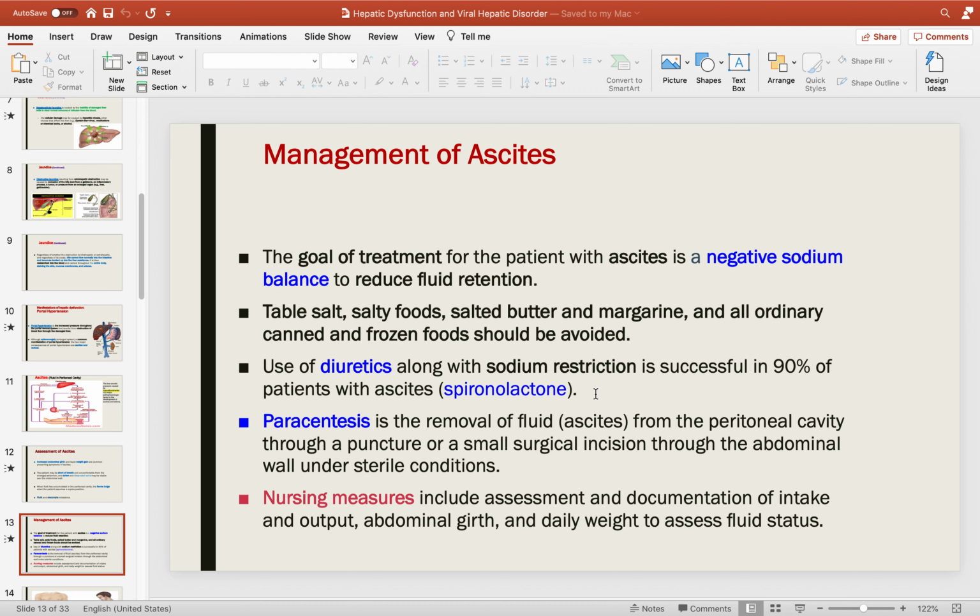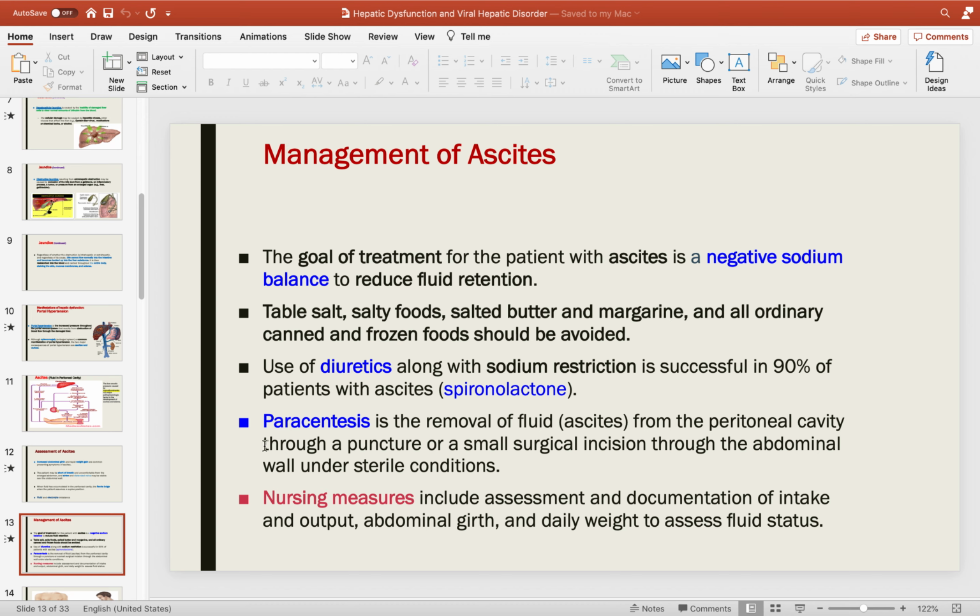We want to reduce the fluid retention by negative sodium balance, and also we reduce any type of food that is rich in sodium, such as salty or salted food. And to manage the ascites, we use diuretics, and diuretics with sodium restriction are very successful in reducing ascites. One type of medication is a diuretic like spironolactone, as you know, one of the diuretics used to treat ascites.